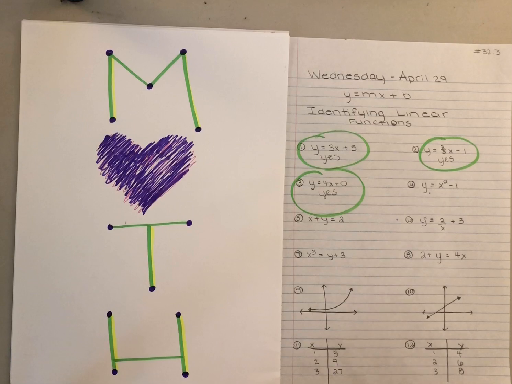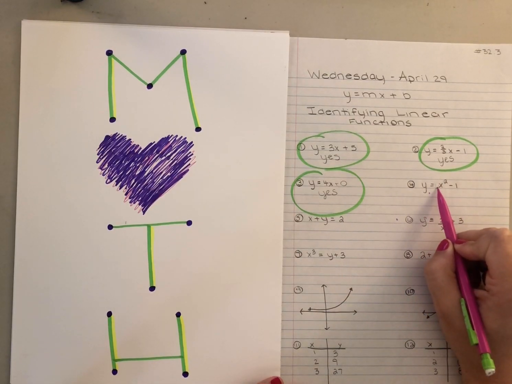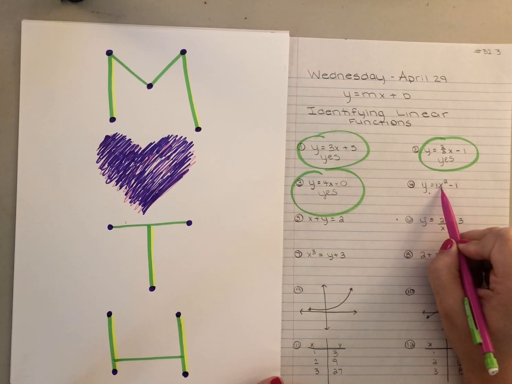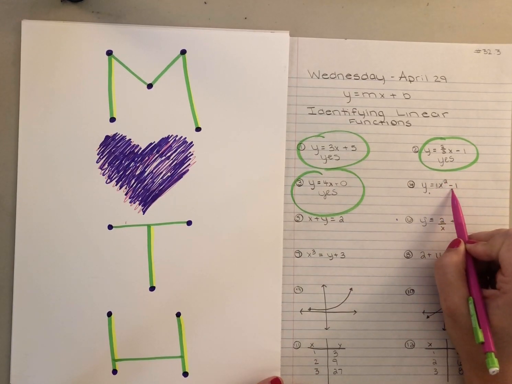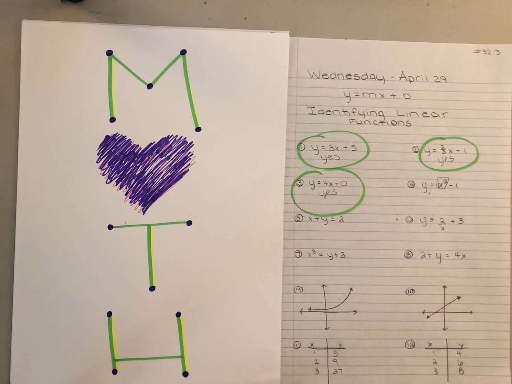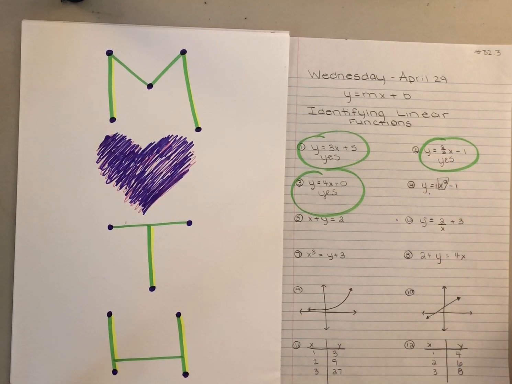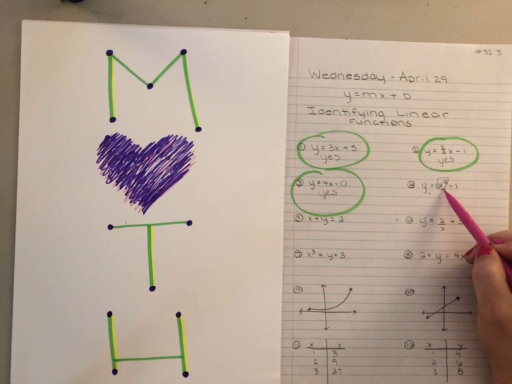Number 4, we are looking at y equals something. Remember, if there's nothing there, that's okay. It's a 1, right? So it looks like m times something plus another number. Now, this right here is an issue. X squared. That is not y equals mx plus b. That's y equals something times x squared plus b. This is not linear. This is what's going to create a parabola.